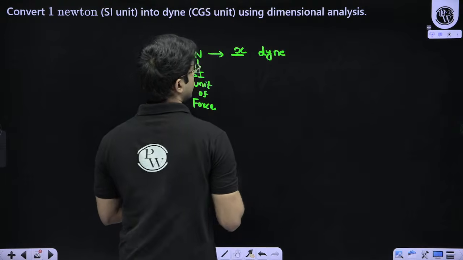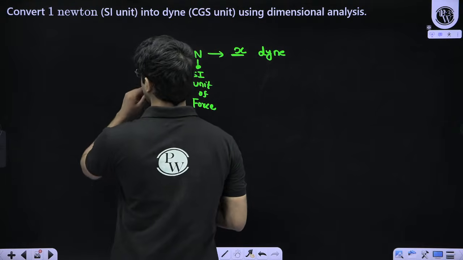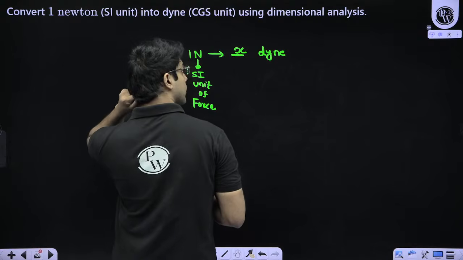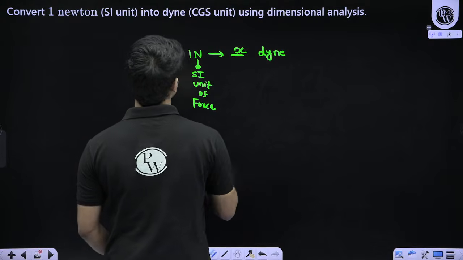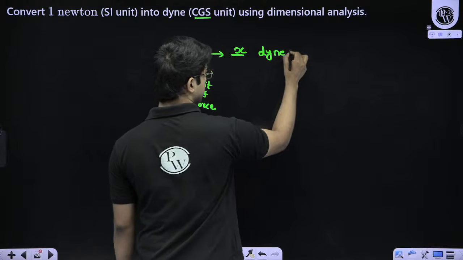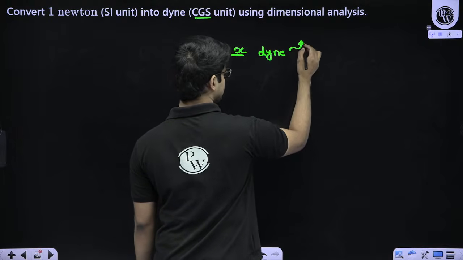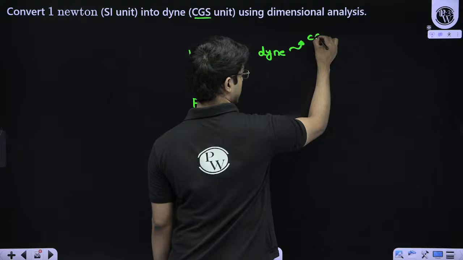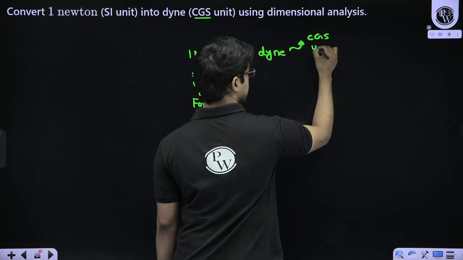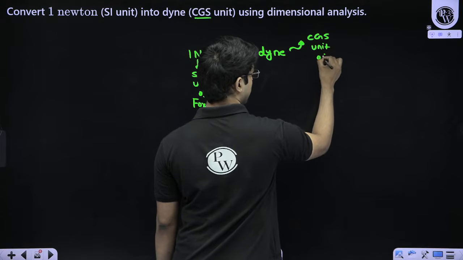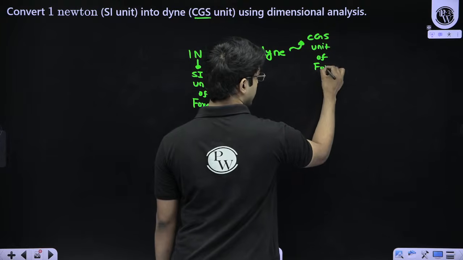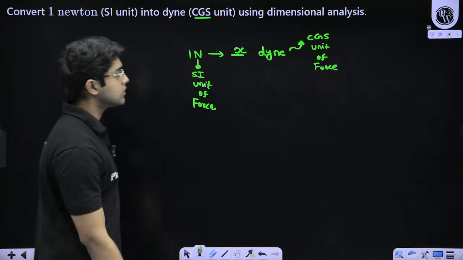Dyne. Using dimensional analysis. So dyne they have not mentioned. This is the CGS unit. Dyne is the CGS unit of force, the CGS system unit of force. Newton is the SI unit, dyne is the CGS unit.